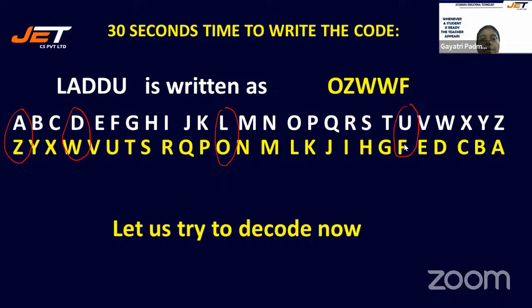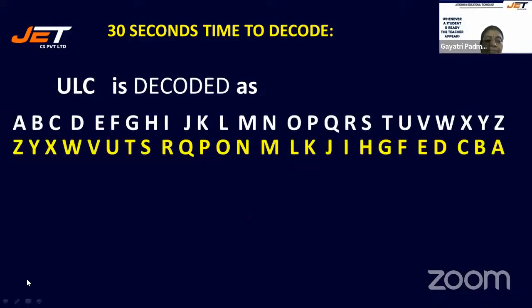All right. So now let us try to decode it. So what do you mean by decoding? They will give you these letters. Now we need to bring it to the original one, right? Now URC. All right. So now how do we do it? We are trying to decode it.